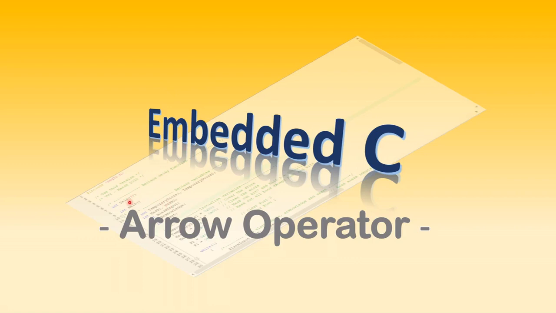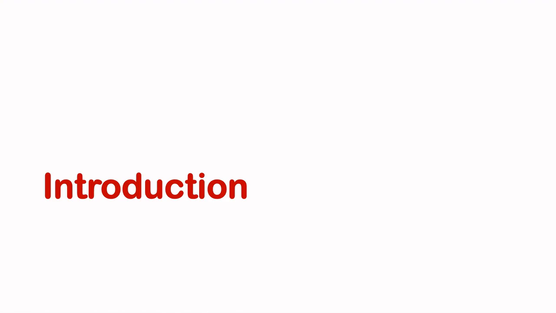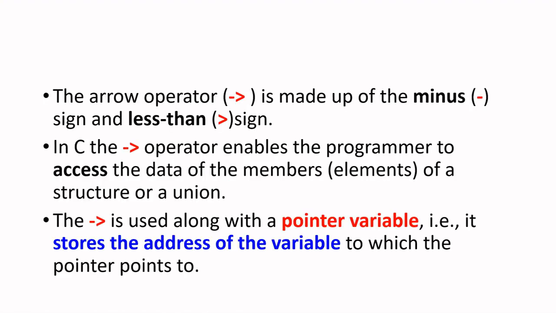Now in this video I'm going to look at the arrow operator. Introduction. The arrow operator is made up of two symbols. The first symbol is the minus sign and the other symbol is the less than sign. Together they form this arrow operator.